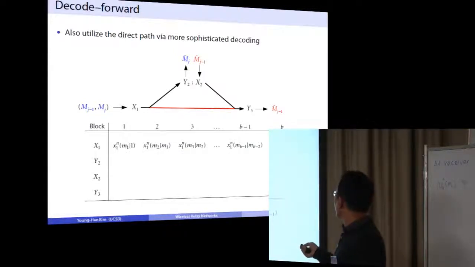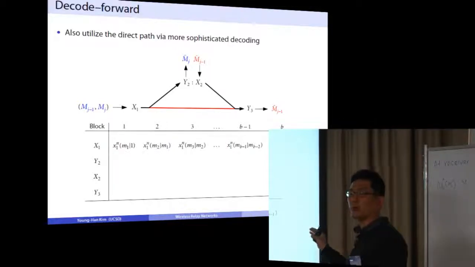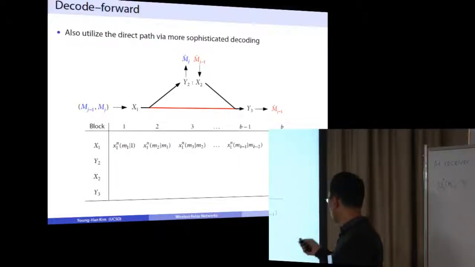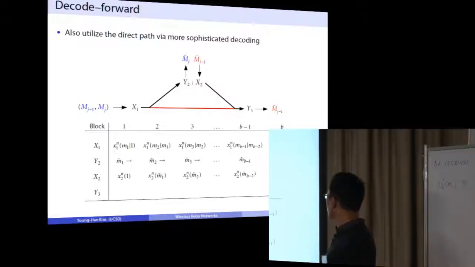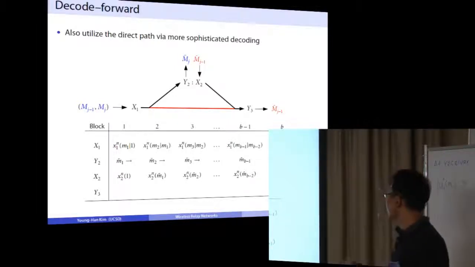Okay, so here is a way of recovering the signal from both X2 and X1. There are many different ways of doing it, and the one I'm presenting here is so-called backward decoding. So here is how it goes. At each time, X1 is sending a new message based on the previous message. That is how we do the transmission. The relay recovers the messages one by one and tries to forward them in the next block.